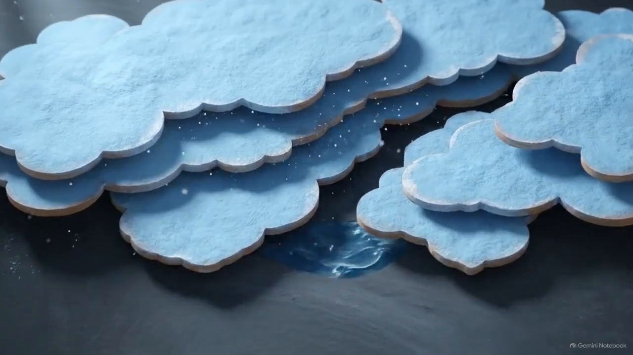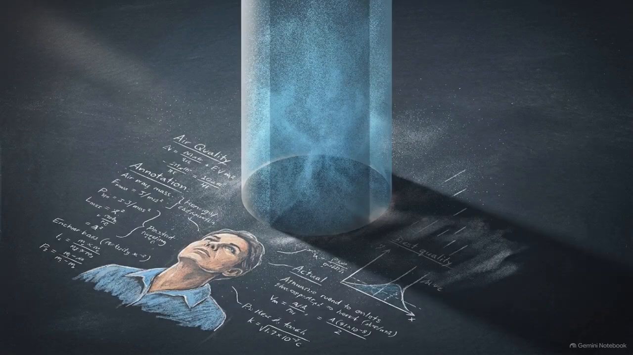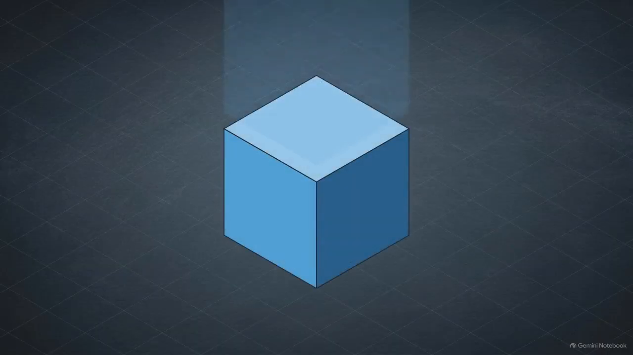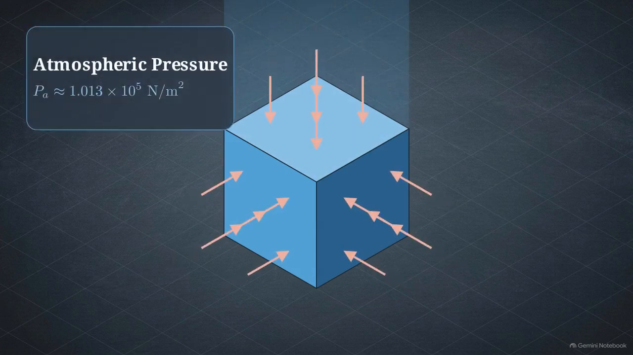Every day of your life is spent at the absolute bottom of a massive, heavy ocean of gas. We do not usually feel it, but the air above us has mass, and gravity pulls it down. That continuous column of air presses uniformly on every surface it touches, creating a physical weight known as atmospheric pressure.